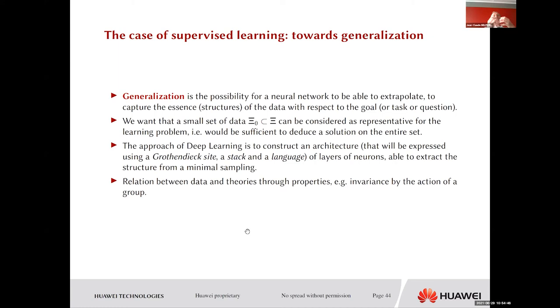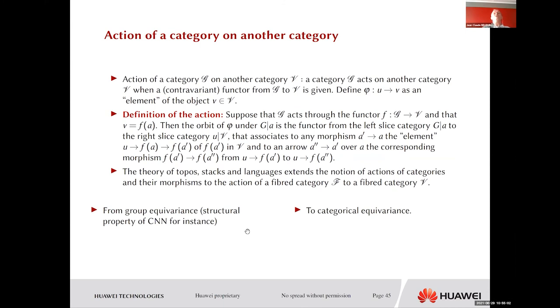And in fact, we will have the relations between data and theories through now properties. So that we mean invariance by the action of a group or something more general, groupoids or modular categories, okay? So we just introduce the action of something much more general than the action of a group on a set or of a groupoid on a set, which is in fact the action of a category G on another category V. So this category G will act on this other category V when in fact a contravariant functor from G to V is given.